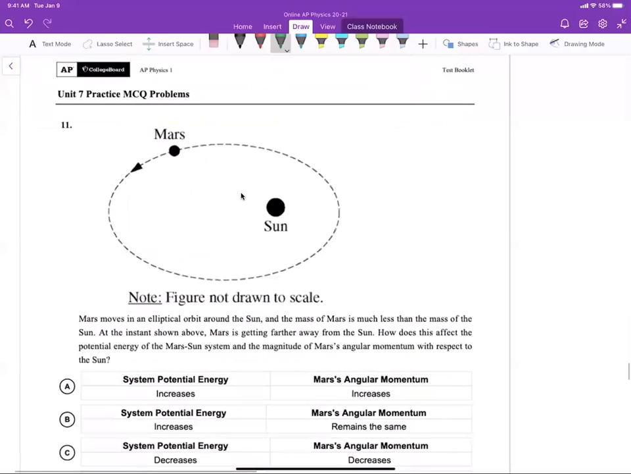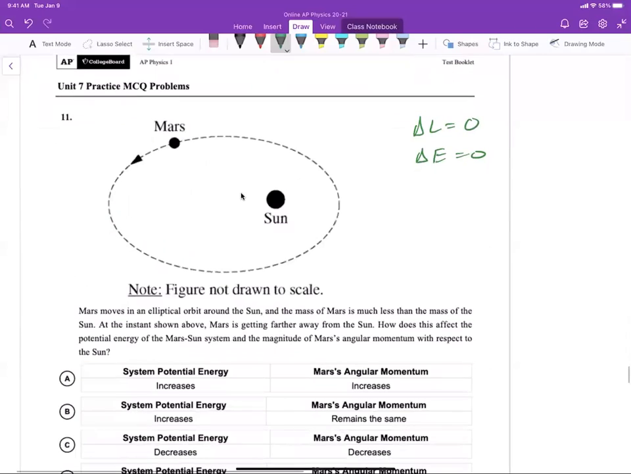Okay, I have an elliptical orbit. I know that the change in momentum is equal to 0. I know the change in energy is equal to 0. And they want to know, how does this affect... Let's see. At the instant shown above, Mars is getting farther away. Okay, so we're headed this way from the sun. How does this affect the potential energy of the Mars-sun system, and the magnitude of the angular momentum with respect to the sun?